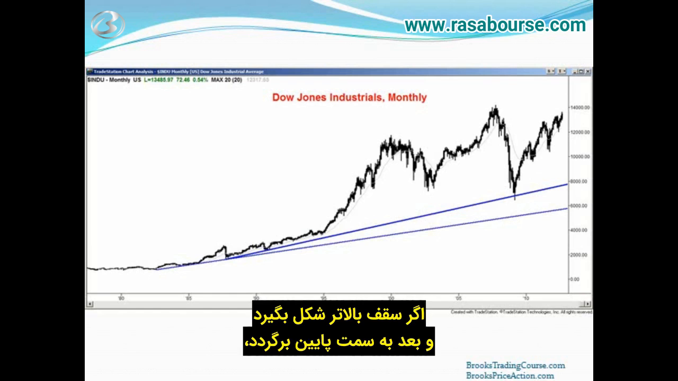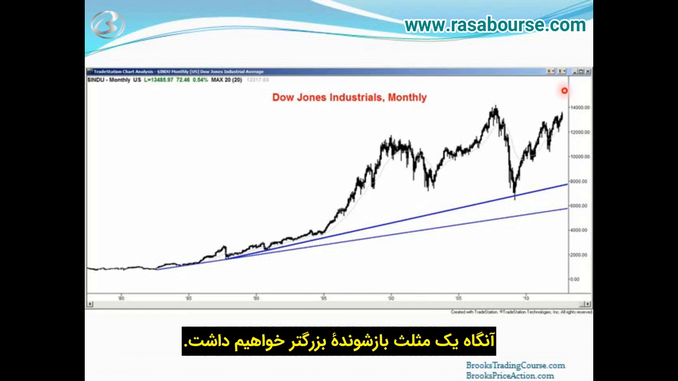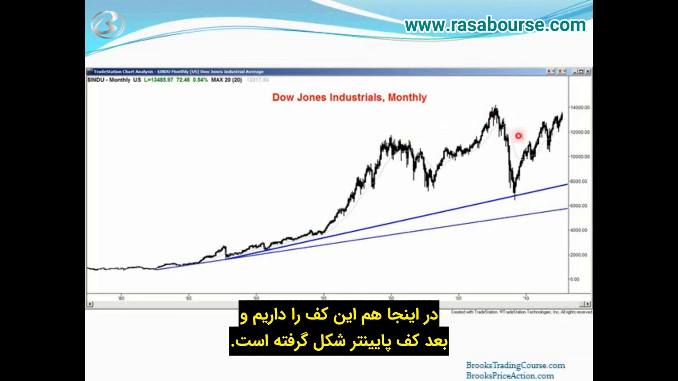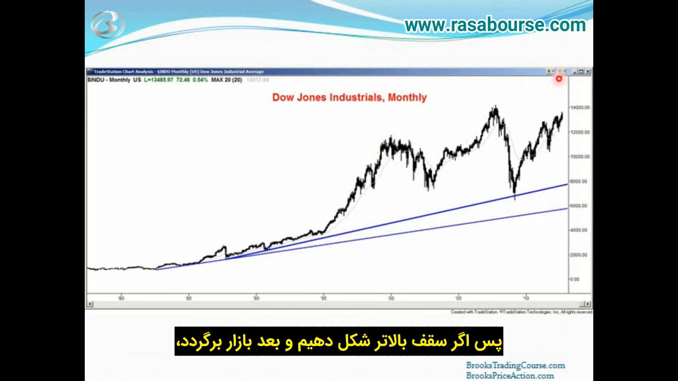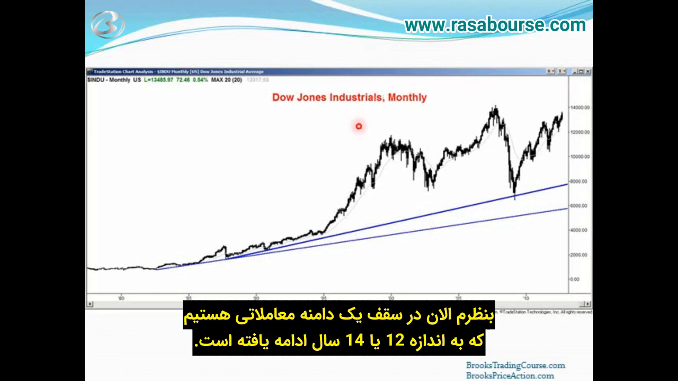If the Dow does get to a new high and starts to turn down, then it will be a large expanding triangle top. A high, higher high, third higher high, a low, lower low. So 1, 2, 3, 4, 5. So if we do get up to a new high and form a reversal, I think it's a fairly reliable short. Right now, I think we're near the top of a 12-year, 13, 14-year trading range.